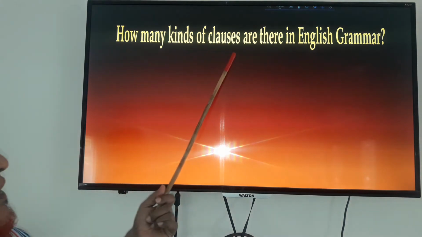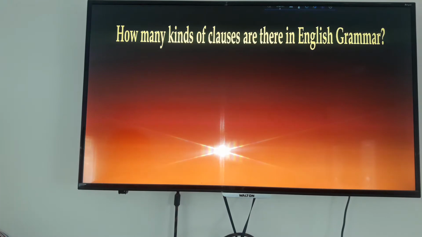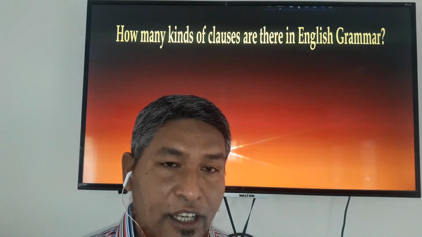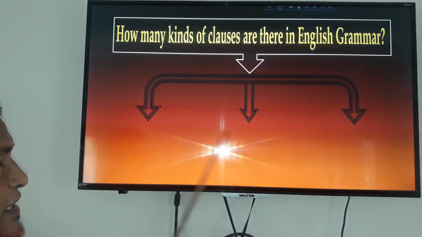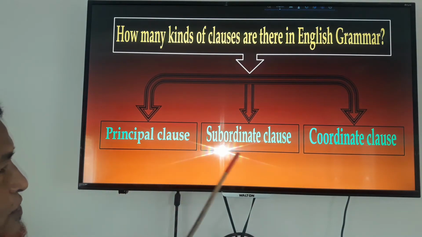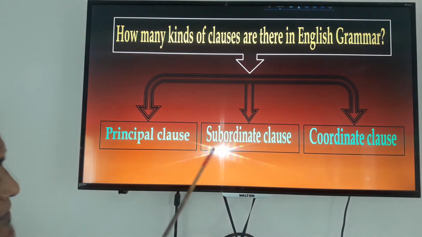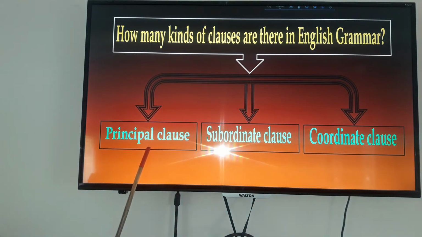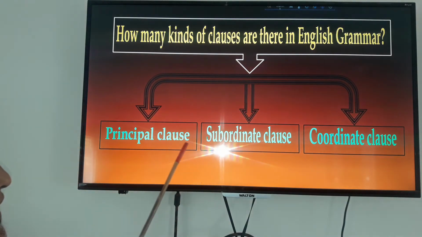How many kinds of clauses are there in English grammar? Can you tell me how many kinds of clauses there are in English grammar? Okay, there are 3 clauses: principal clause, subordinate clause, and coordinate clause. We know about it, but we will have to know the form and the categories of the clauses.